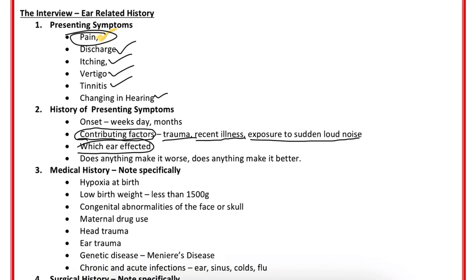Some patients come with discharge. Whenever a patient comes with ear discharge, we call it otorrhea. We ask what type of discharge: watery, purulent, or bloody. Is it smelly, what is the duration, and is it continuous or intermittent? An important clue: if a patient has a chronic ear infection, the discharge will have a foul smell. If a patient has a history of trauma, they may have blood in the discharge, or we can suspect a tumor.